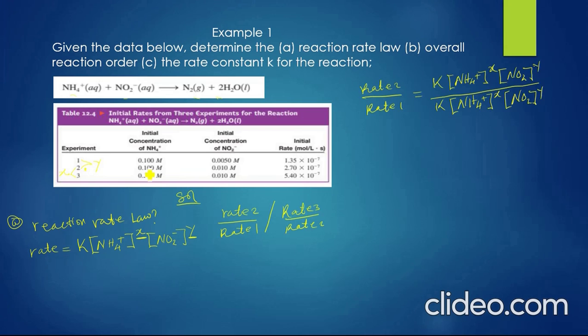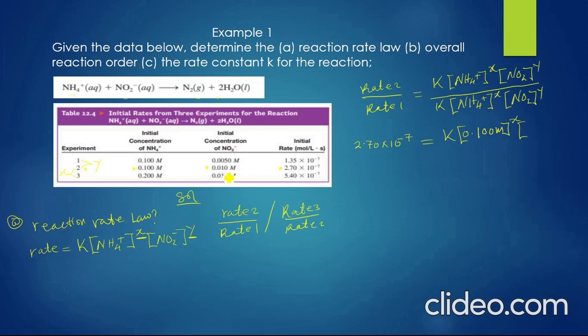So for rate 2, our initial concentration for ammonium ion has been given to be this, and the initial concentration of nitrogen dioxide has been given to be this. Also, our initial rate has been given to be this. So we can substitute in this now. So our rate is 2.70 times 10 to the power negative 7 equal to, and then what's our initial concentration of ammonium ion? It's this one, 0.100 molar, like that, and then we need to write the order there.